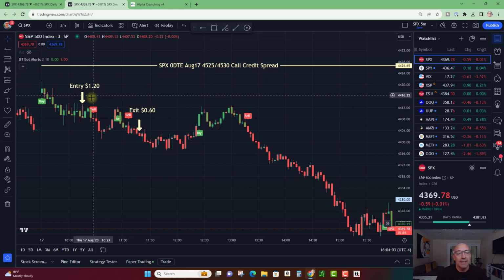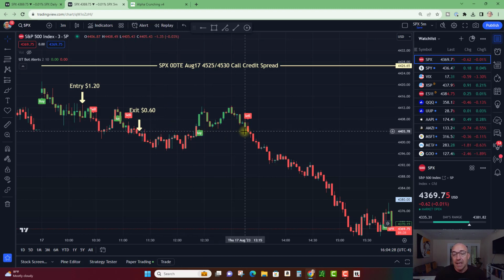So I sold that credit spread, and then about an hour later, as the market continued to dip lower, when I sold it for $1.20, I was able to buy it back for 60 cents, or $60. So I was able to book 50% of that max gain, which was $1.20. I was able to book 50% of that gain in about an hour. I did 5 contracts here, so that's about $300 in that hour.